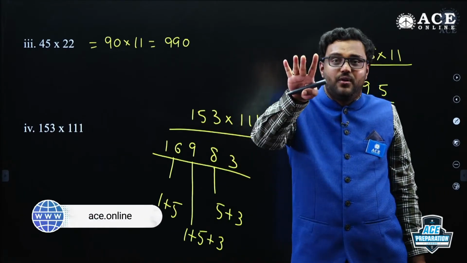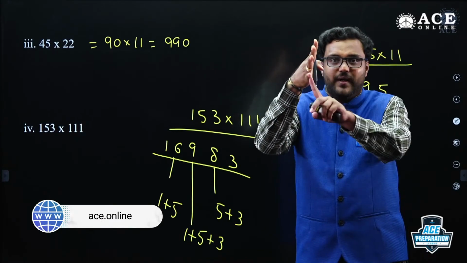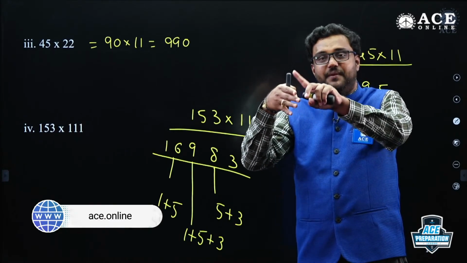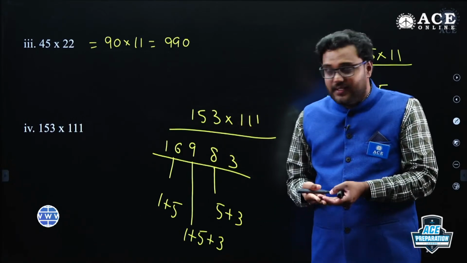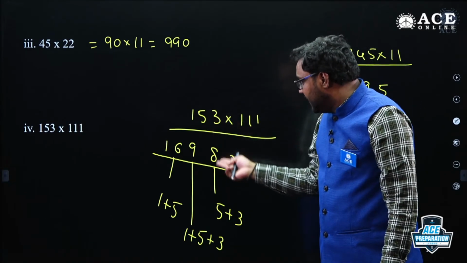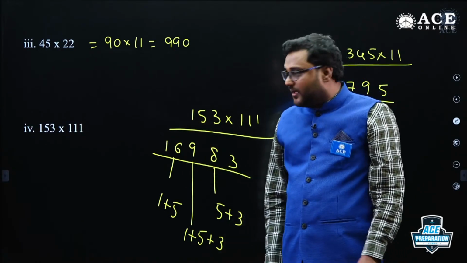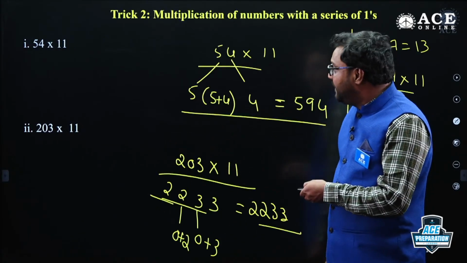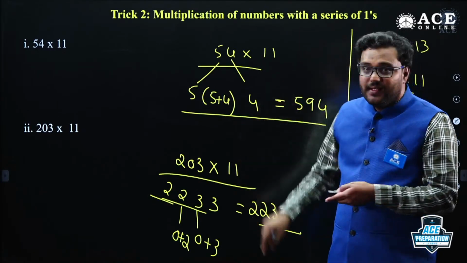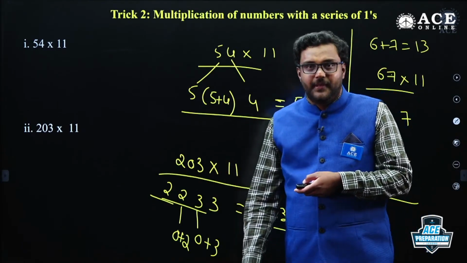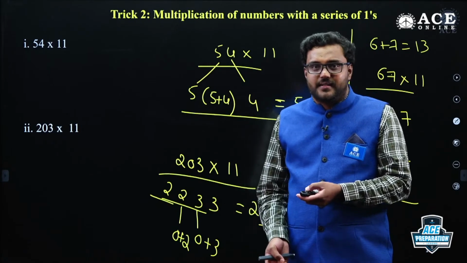4 ones means it can hold 4 numbers maximum. First 1, then 2 numbers at a time, 3 at a time, then 4 at a time, like that. So 1 at a time, then 2, then 3, then again 2, then 1, like that. Clear? So this is how, when you want to multiply with a series of ones, what is the trick we can apply? There are many tricks, my dear friends.